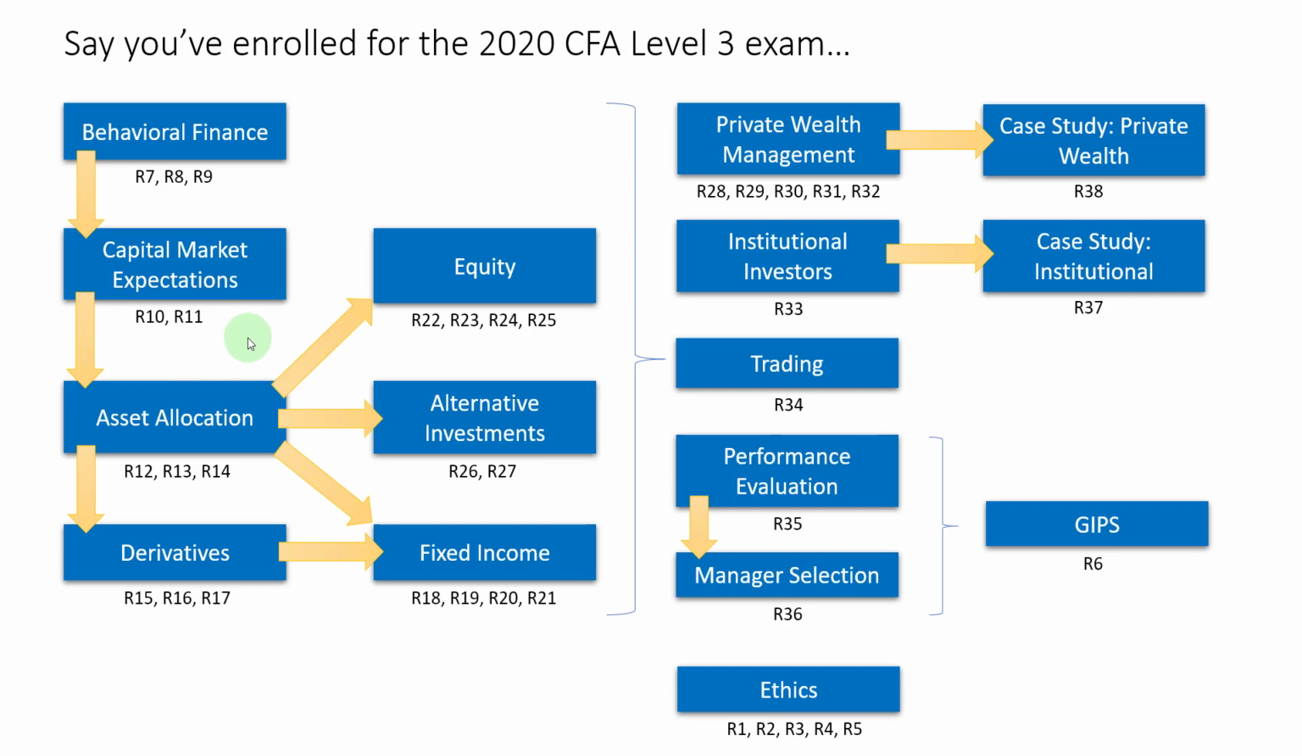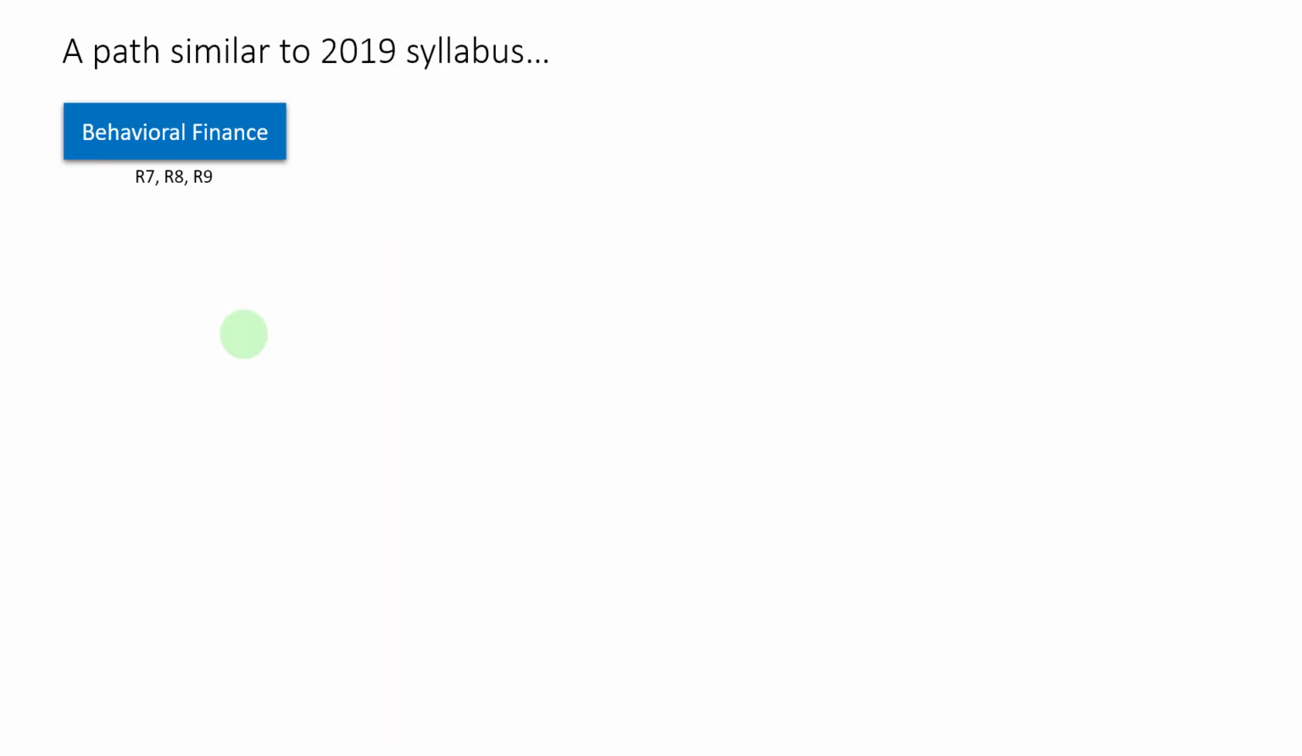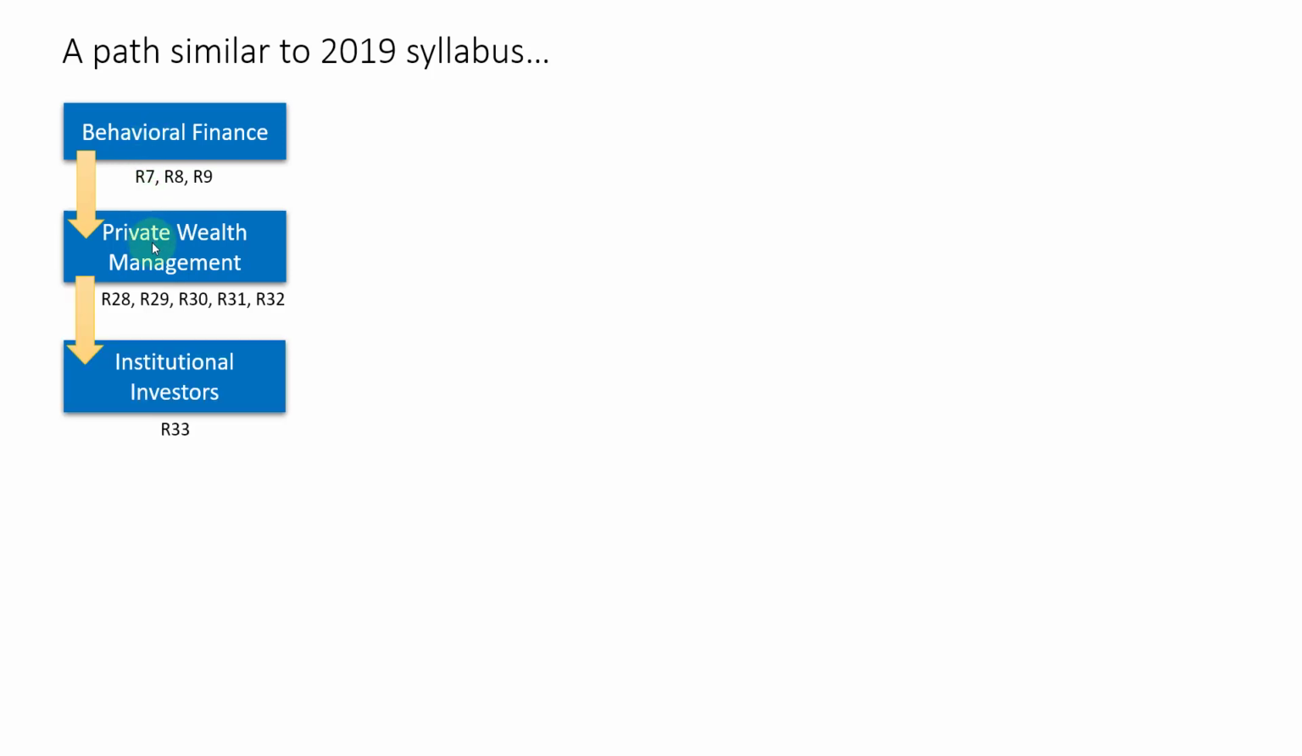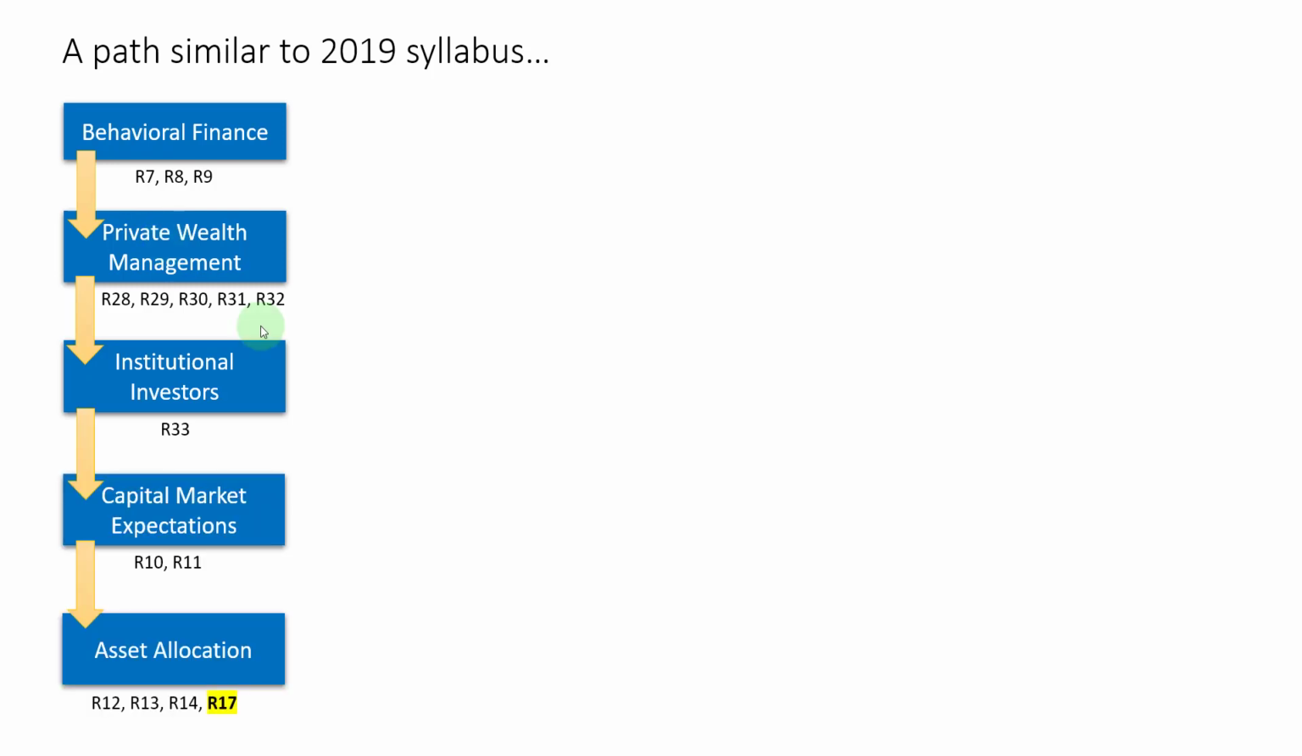Now, another suggested path for those who, let's say, came from the 2019 syllabus. If you want something that's close to the 2019 syllabus, this is how it will look like. So you will start off with behavioral finance, reading 7, 8, 9, and then on to private wealth management. Of course this is the reading number for the 2020 syllabus. After private wealth management, you will move on to institutional investors. Then it goes back to the capital market expectations, and then it moves into asset allocation.